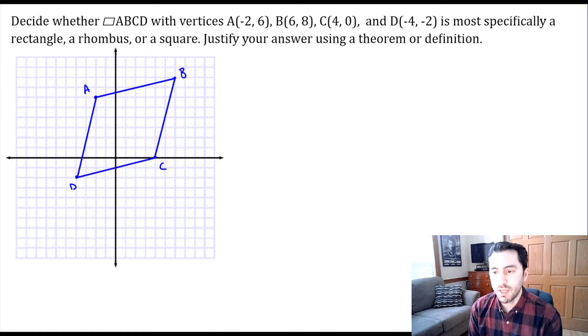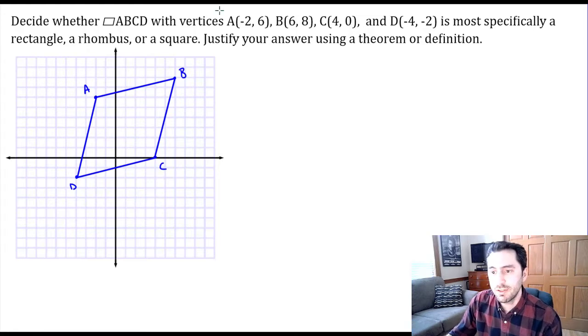Right away, just by taking a look at it, it looks like we don't have a rectangle. I'm saying that because it doesn't look like we have right angles. But we may have a rhombus, and I do need to justify that. I also am going to need to justify that it's not a rectangle.